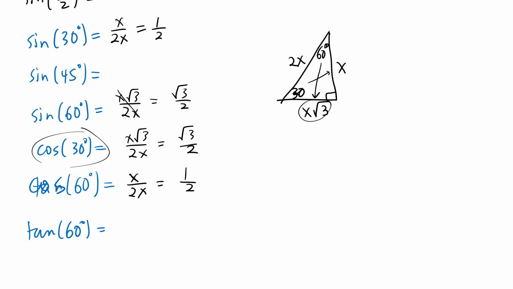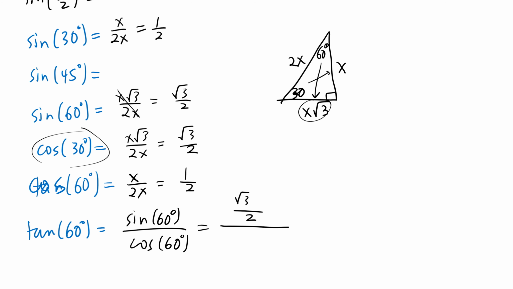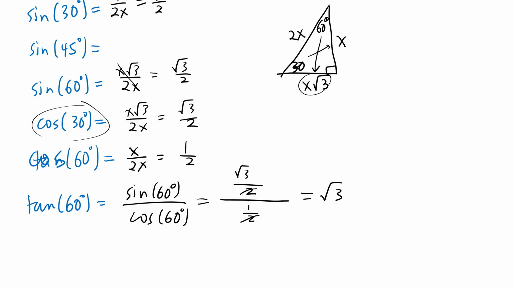If I want to find tangent, if you remember, it's sine over cosine. Sine 60 is square root of 3 over 2, and cosine 60 is 1/2. These cancel, so you get square root of 3. Or you can do opposite over adjacent by SOHCAHTOA. The opposite to 60 is x root 3 and the adjacent is x, so that's why you get square root of 3.